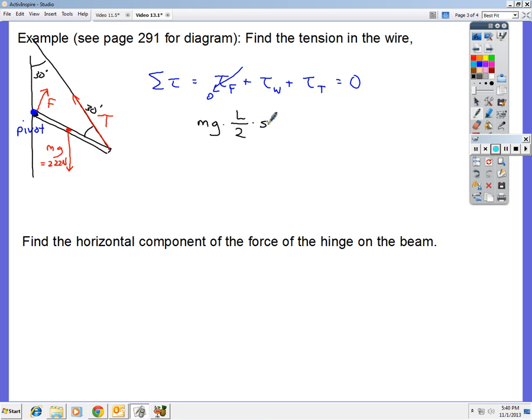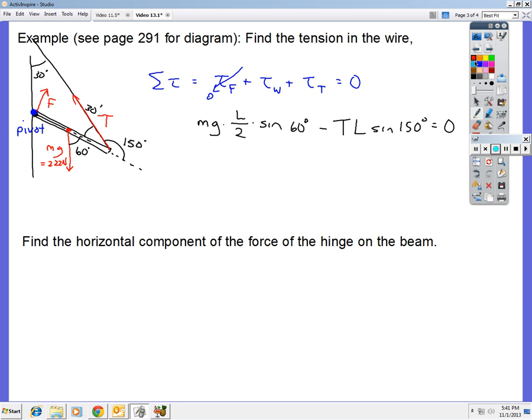times the sine of what angle, though? The angle we want is the angle between R, between the beam and that. So that's 60 degrees. And the torque due to the tension will be negative because it tends to make it rotate in the opposite direction that the weight does. And so that'll be the force T times L, the distance from the pivot. Now the angle we want is this angle here, which I think you'll see is 150 degrees. And that all equals 0.